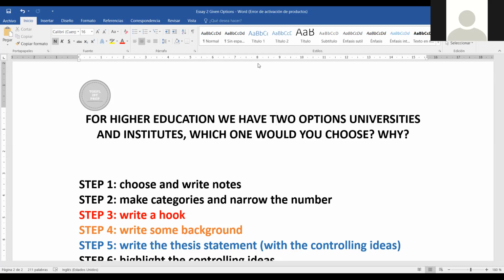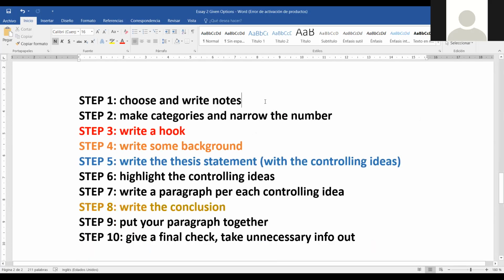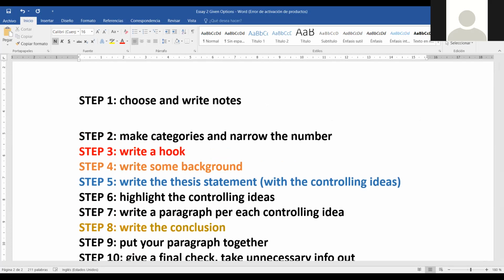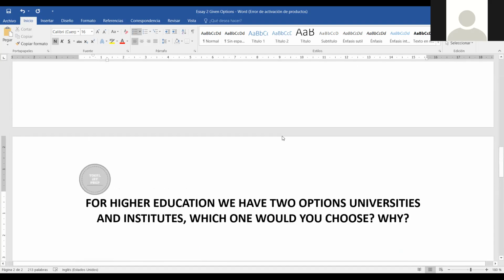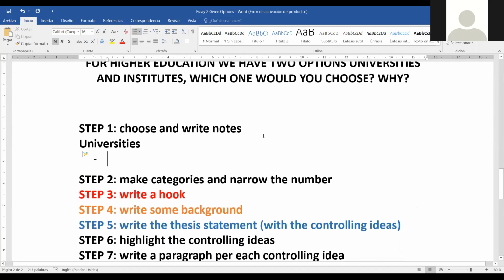So here, first you have to choose. In the model I wrote, I chose basically universities. Remember that you have to try to do these things fast because you have limited time to write. Okay, so I have made my decision. And then I have to write reasons why I consider that I would choose universities. Do you have any reasons that come to your mind, Luis? Why to choose universities instead of institutes?